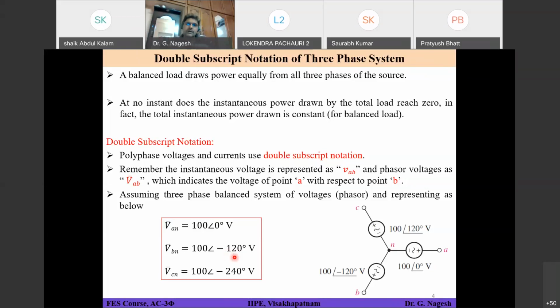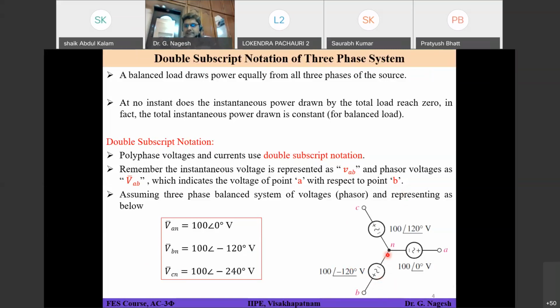Okay. So if you have the set of voltages shown here, 100 at an angle of 0 degrees, VBN and VCN as shown here. How to represent these voltages in a circuit format? In a circuit format, we are going to show it in this format. More specifically, this is a star connected system. Anyway, we'll see what a star connected system is in the later slides.